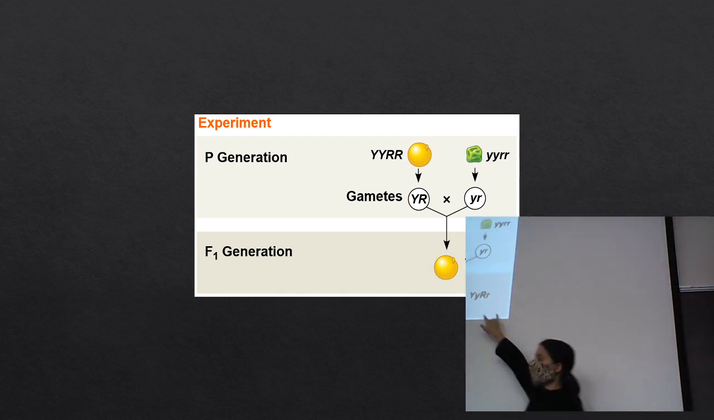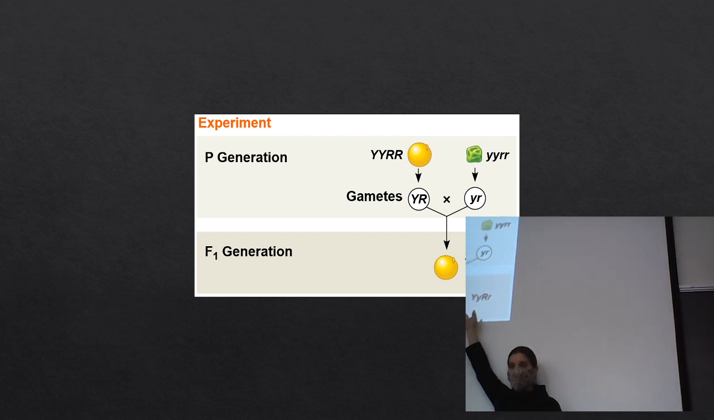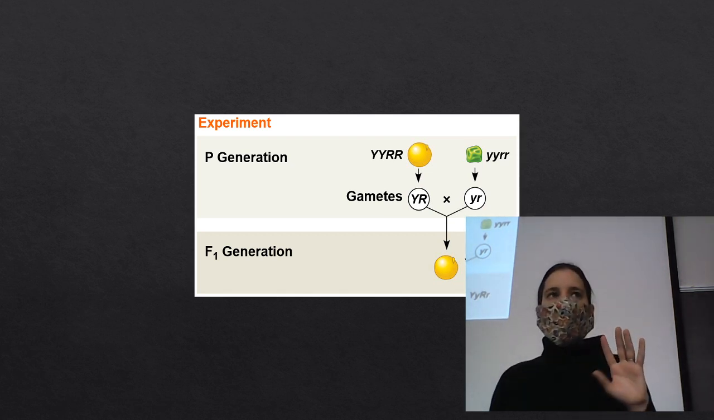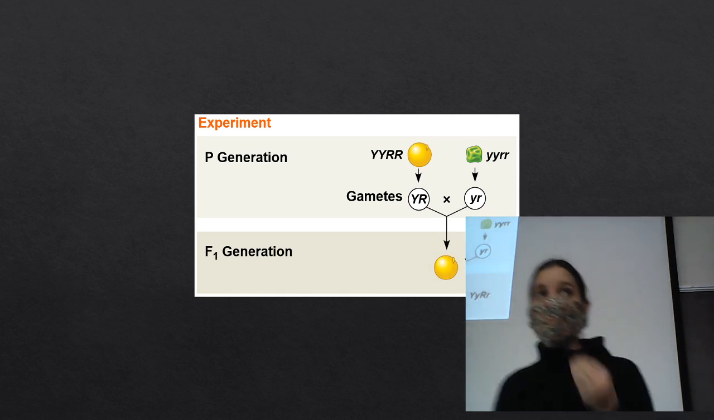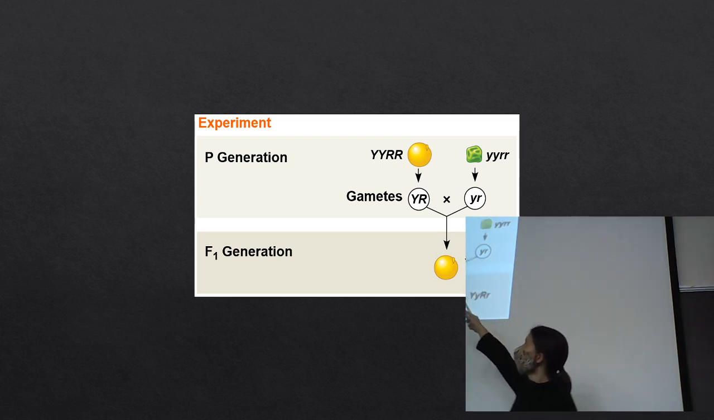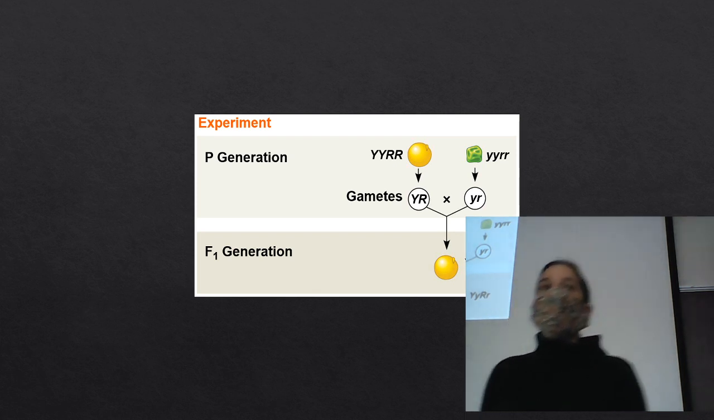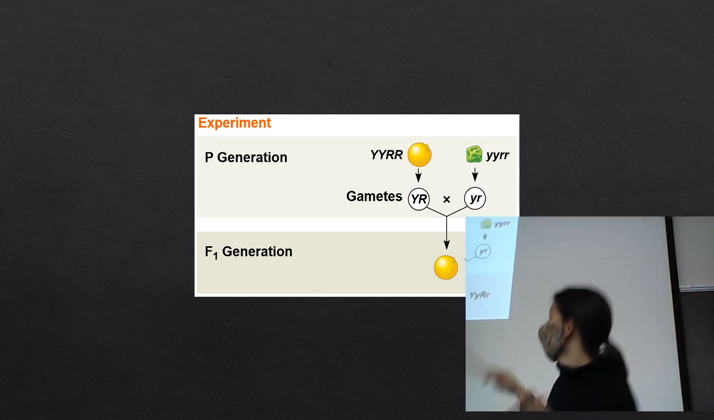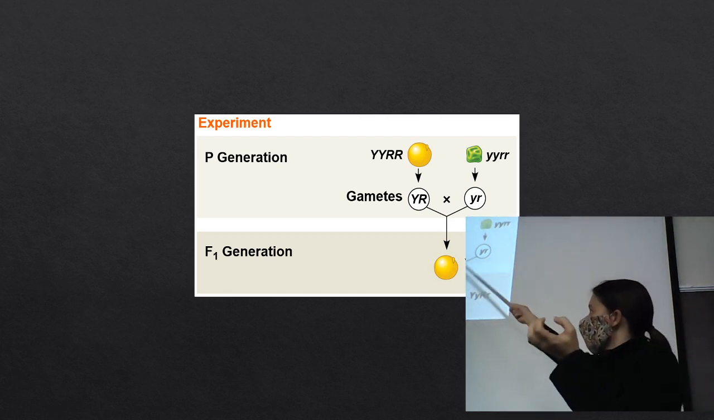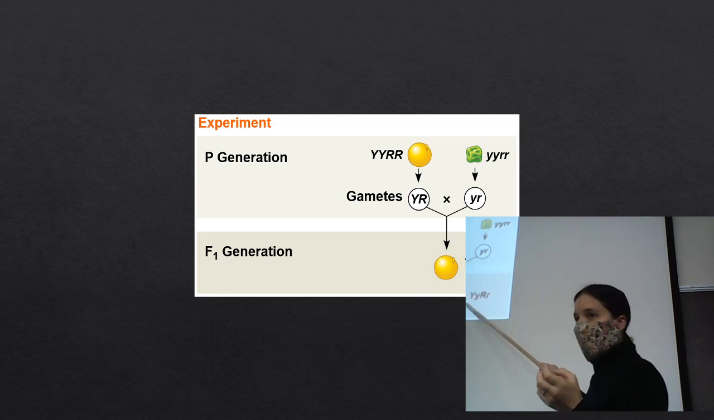With that, this organism here has this genotype: big Y, little y, big R, little r. Dominant for yellow, recessive for yellow, so it's heterozygous. Dominant for round, recessive for round, heterozygous there as well. We're cool? And if we go back a step and look at the gametes produced by these pea plants, one gave one of each of the dominants, and this one gave one of each of the recessives. So big Y and big R came together, and they showed up in this plant together.